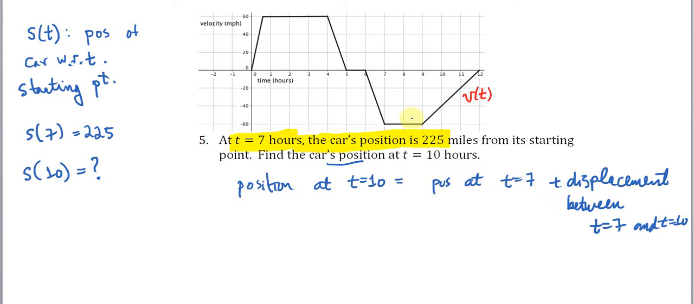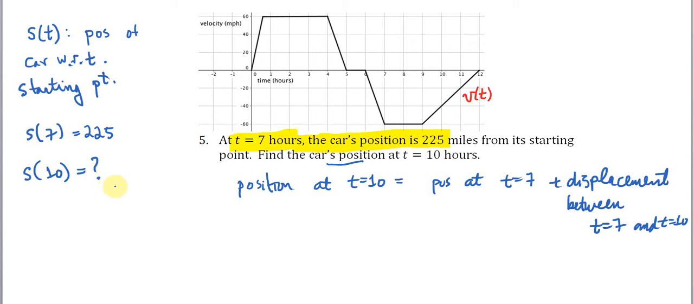So the car is at the position of 225. We want to know where it is when t equals 10. In other words, we want to know what happened between 7 hours and 10 hours. If we know that, we could use it with the 225 miles to figure out where it is when the time is 10 hours. So this is the long, complicated way to say it.